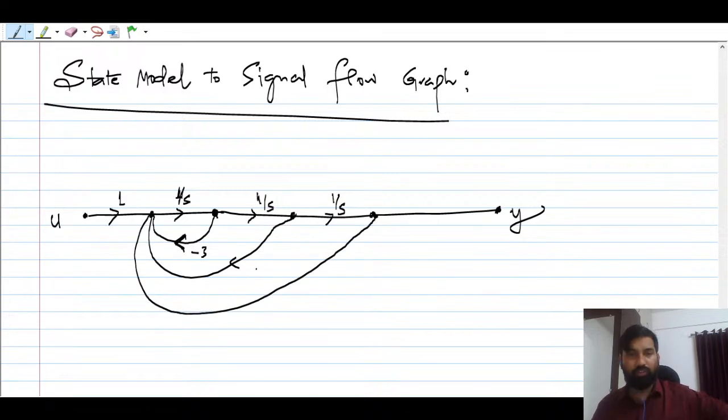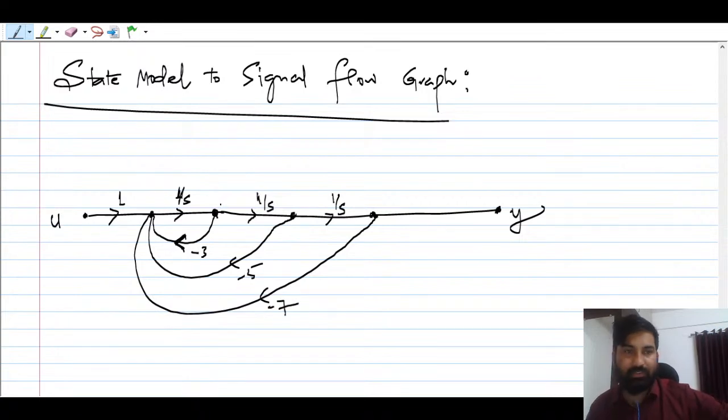So don't write the transfer function, guys, from this SFG, signal flow graph. Directly you can write the state equations and you can get the matrices, right? State model. देखो मैं बताता हूँ कैसे. This is -5 and this is -7, right?